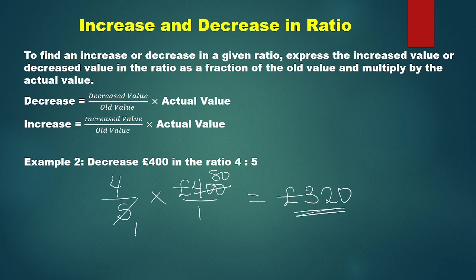That is just how to increase and decrease in a given ratio. Please take note. When you want to decrease, the decreased value in the ratio comes first over the old value. But when you want to increase, the increased value comes first over the old value multiplied by the number that you are given, and you get your increase or decrease.